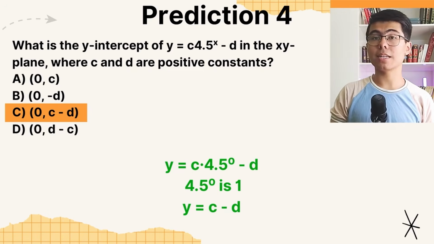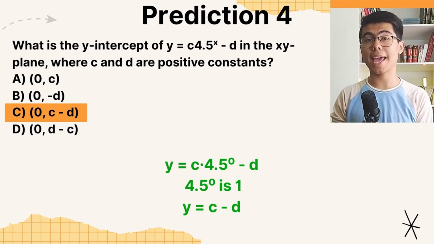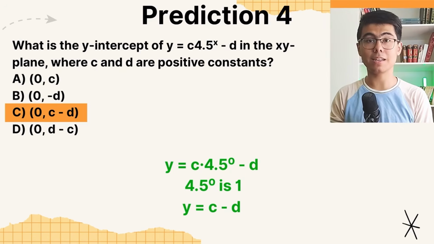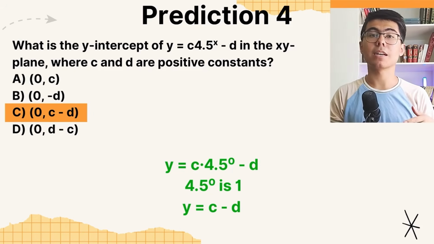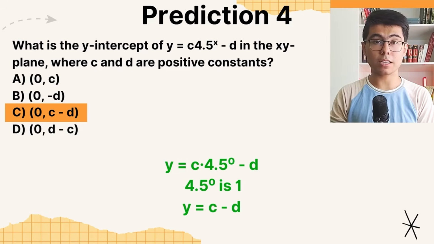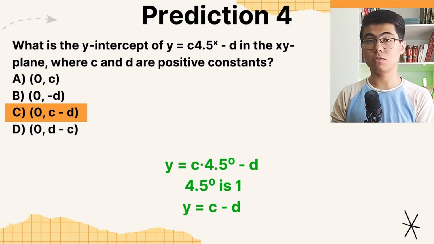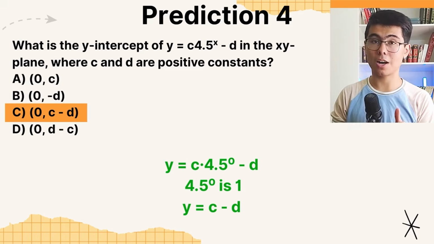So the key takeaway is for exponential functions of the form y equals c times a to the power of x minus d, the y-intercept is always c minus d, because a to the power of 0 equals 1. So always set x equals 0 and simplify first, and this will be your safest move on the SAT.